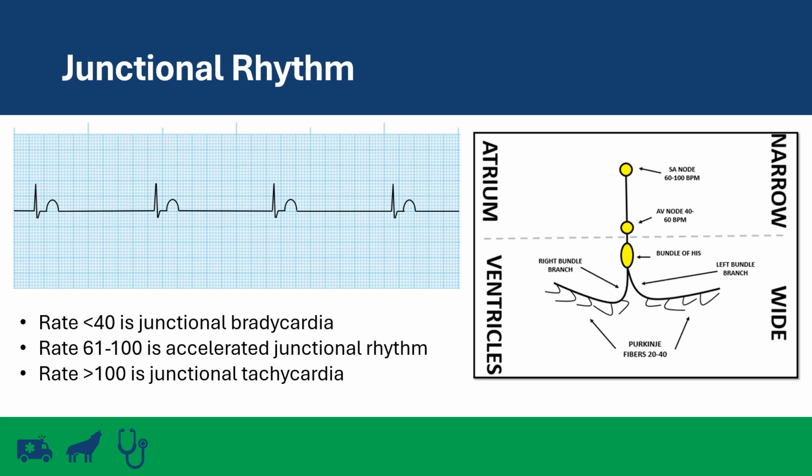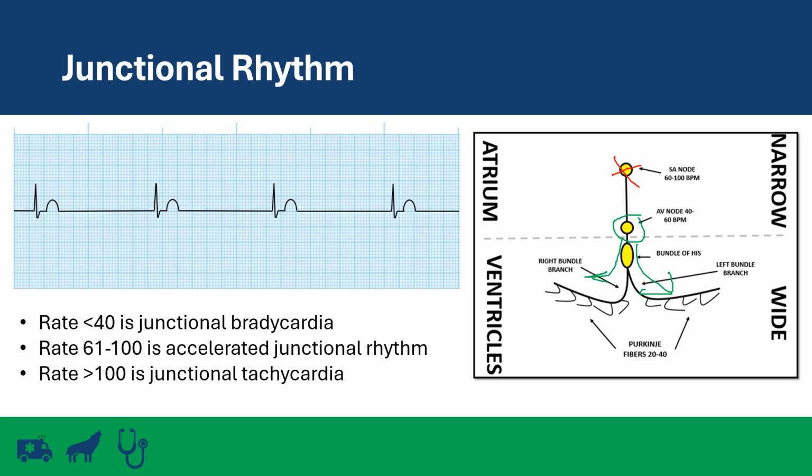Next, we have a junctional rhythm. So in a junctional rhythm, the SA node is no longer the primary pacemaker, and the AV node is having to send the impulse that leads to ventricular contraction. So a few things tell us that this is a junctional rhythm.